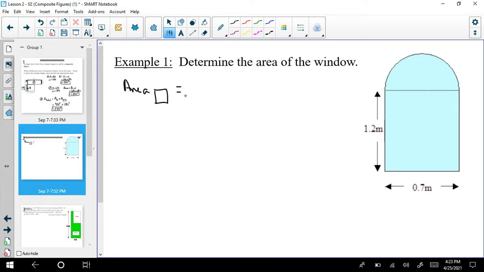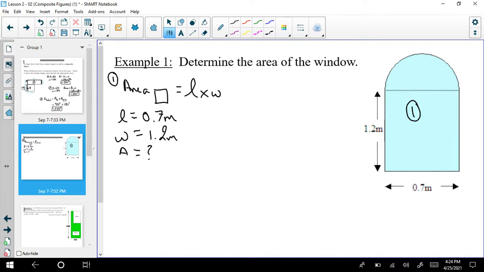The area of a rectangle is always my length times my width. I'm just going to put a little 1 here, and this is what I'm dealing with. So my length, I always put my knowns and my unknowns. My length is 0.7 meters. And my width is 1.2 meters. And my area, I don't know about. So area can be a question mark. If I really wanted to write that, I could write area equals question mark.